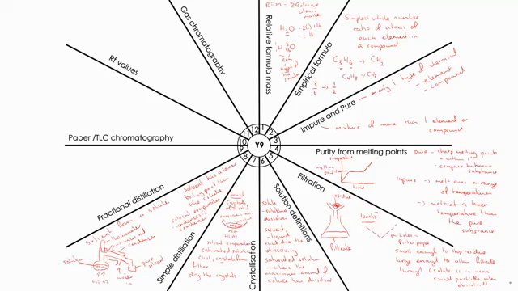So fractional distillation is similar to simple distillation, but we use this when we've got a mixture of two liquids. And it works because they've got different boiling points. So the one with the lowest boiling point will evaporate first.